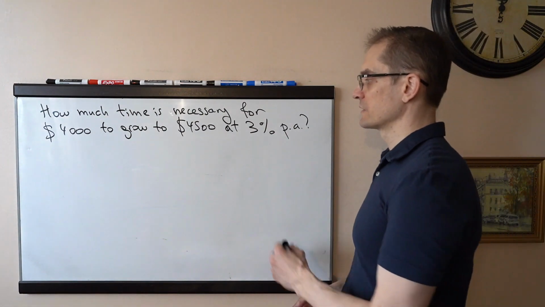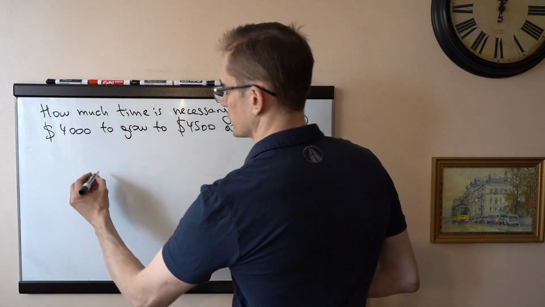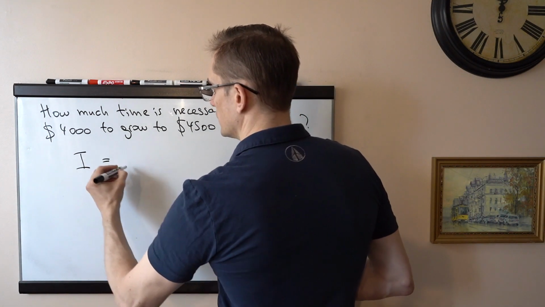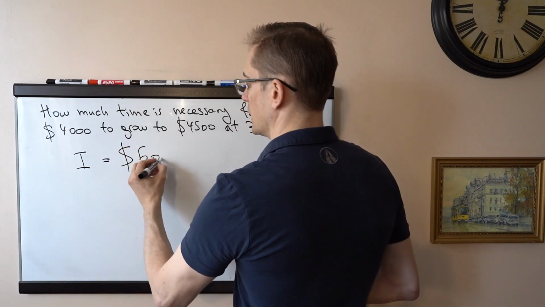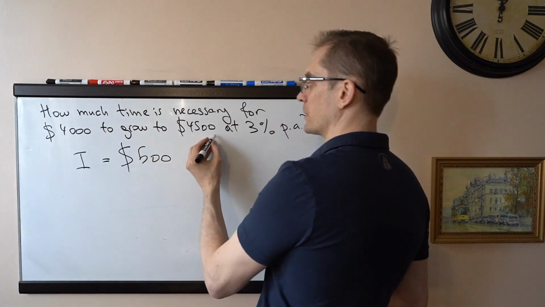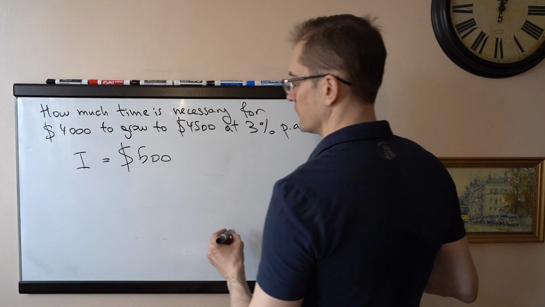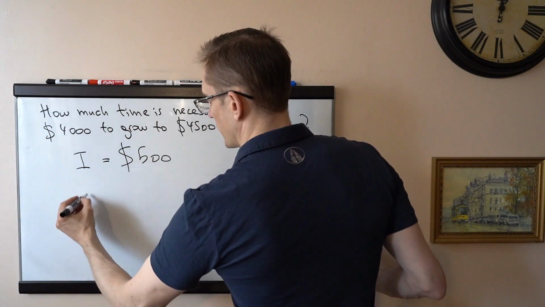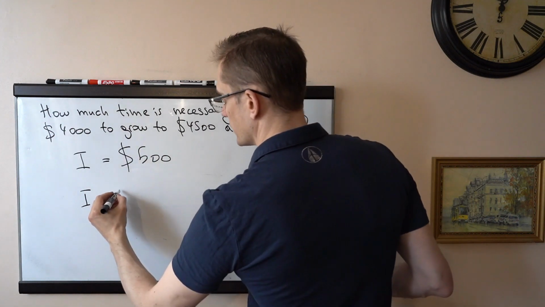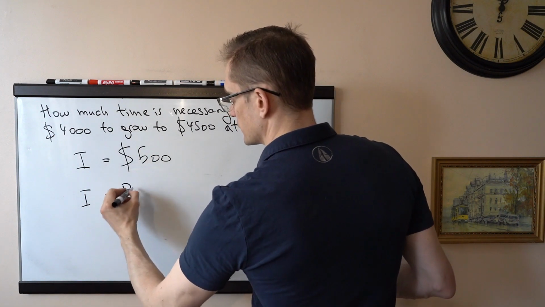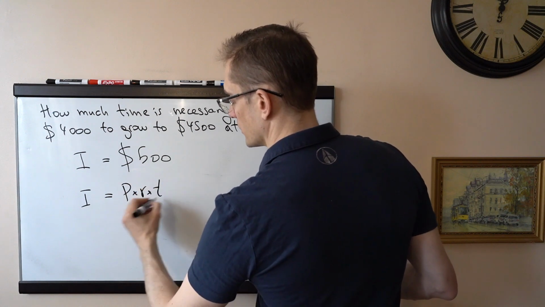So how much time is necessary for you, in other words, to earn $500 interest? So interest is, in this case, of course, $500. Why? Because it's 4,500 minus 4,000. So the interest amount is 500. Well, because interest is PRT, what is the principal here, right? Let's write it first, and then we will plug it in.